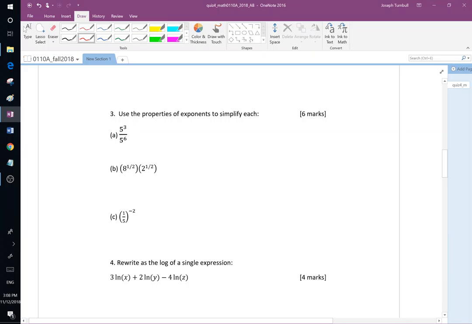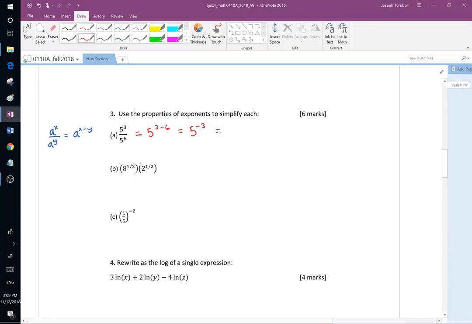So we're asked to use the properties of exponents to simplify each of these expressions. One of the exponent laws, I'll write that off to the left, is if we have a to the x over a to the y, we can write that as a to the power of x minus y. So we have 5 to the power of 3 minus 6, which is 5 to the power of negative 3. And that's an acceptable answer.